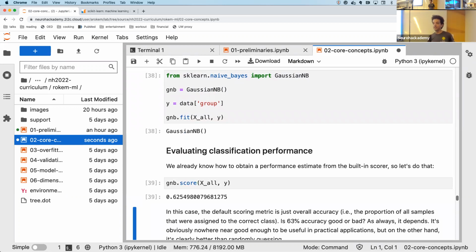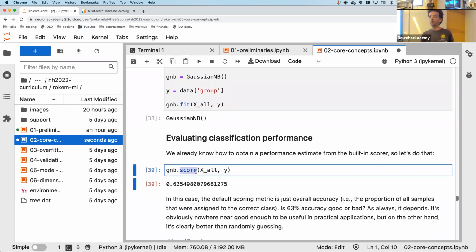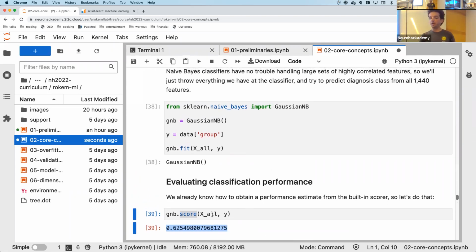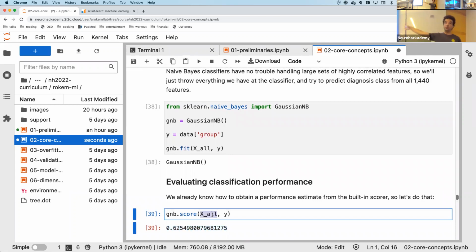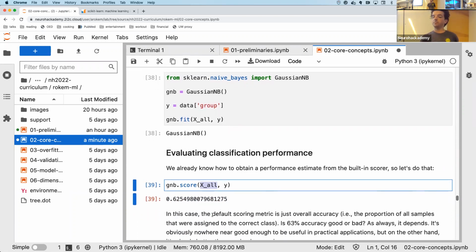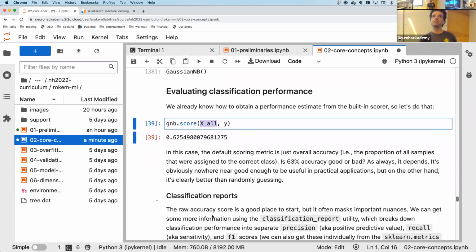And the score for this classifier is the percent accuracy. So we can classify with about 63% accuracy, where we had all of the features here. By the way, we put in all 1,440 features. So plugging in all 1,440 features derived from the brains of these individuals, we have a 63% accuracy in classifying them as having or not having autism. And again, is this good or bad? Depends on what you're trying to do here.